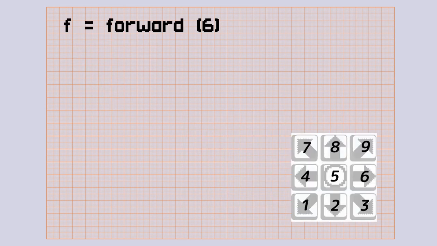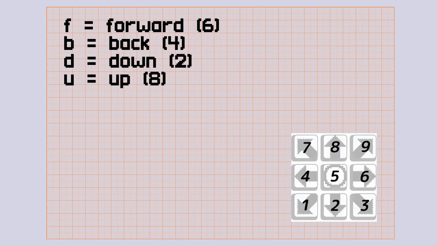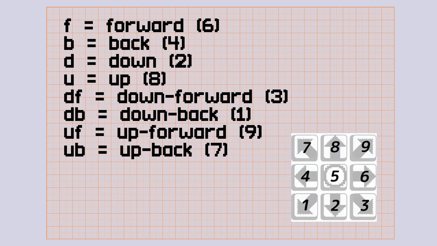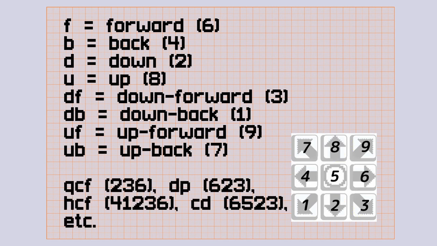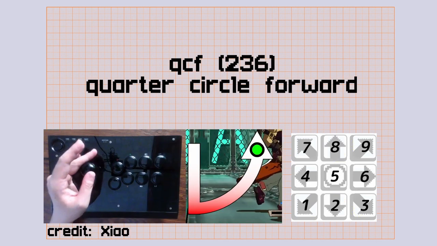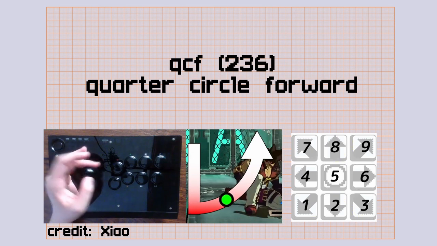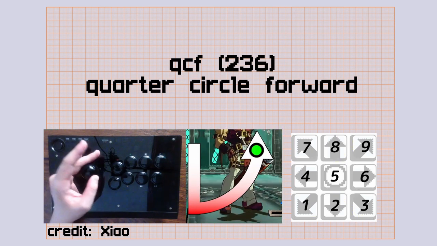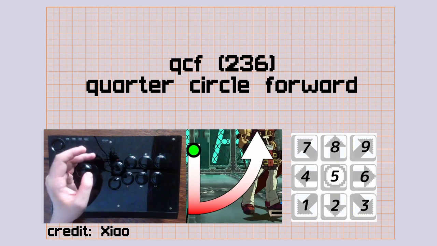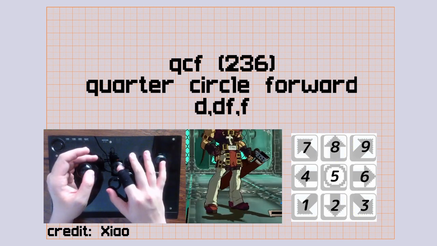The system goes in opposition to the letter notation, where we use F for forward, B for back, D for down and U for up. Diagonals are written with combinations of those, and we use some input abbreviations when we need those. Like the quarter circle forward motion, the single-handedly most used input in the genre, is abbreviated to QCF in the letter notation, although writing it out as down, down, forward, forward for explanation is also acceptable.